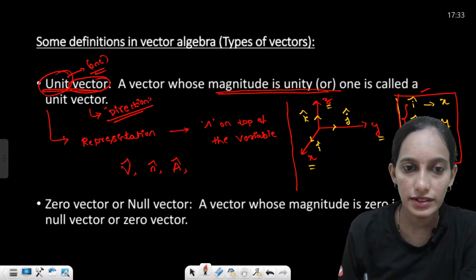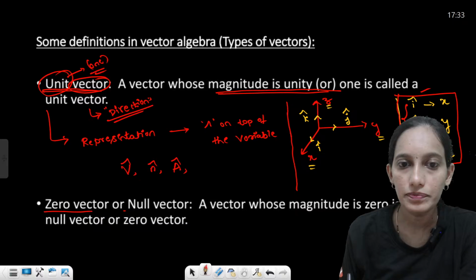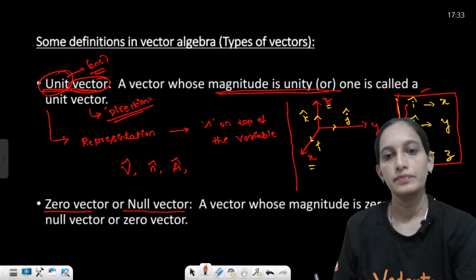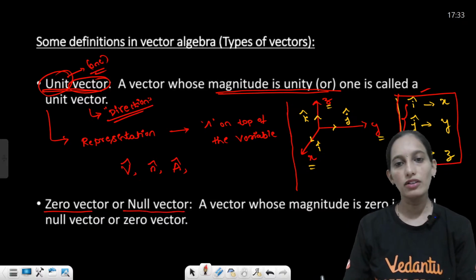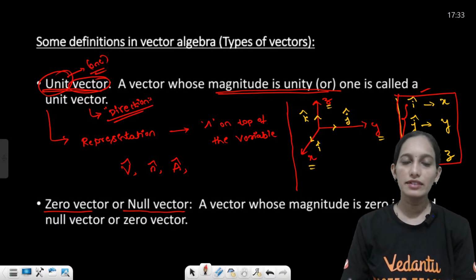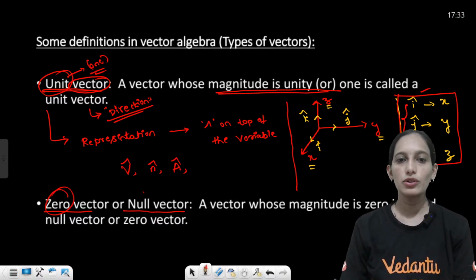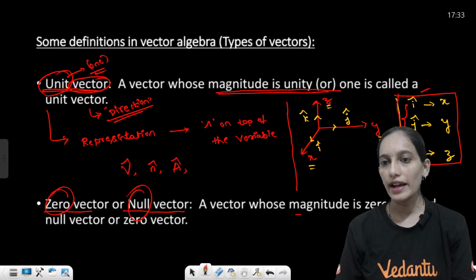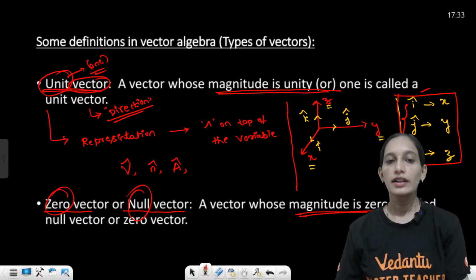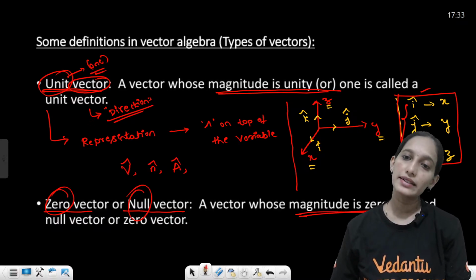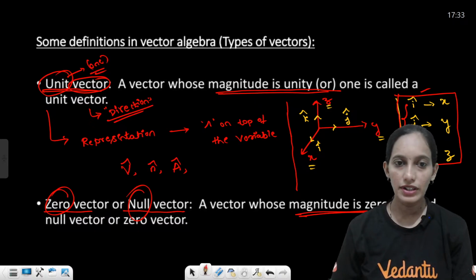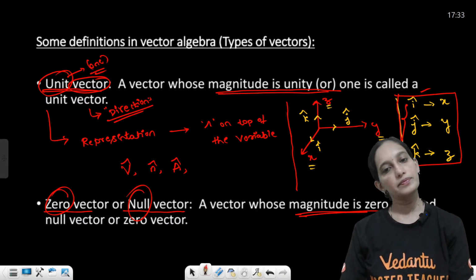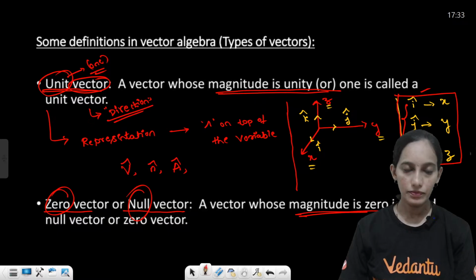Next is the zero vector or null vector, okay. The name itself is telling us something is zero or null, which means its magnitude is 0. It's a vector whose magnitude is 0. We call them zero vector or null vector, okay.